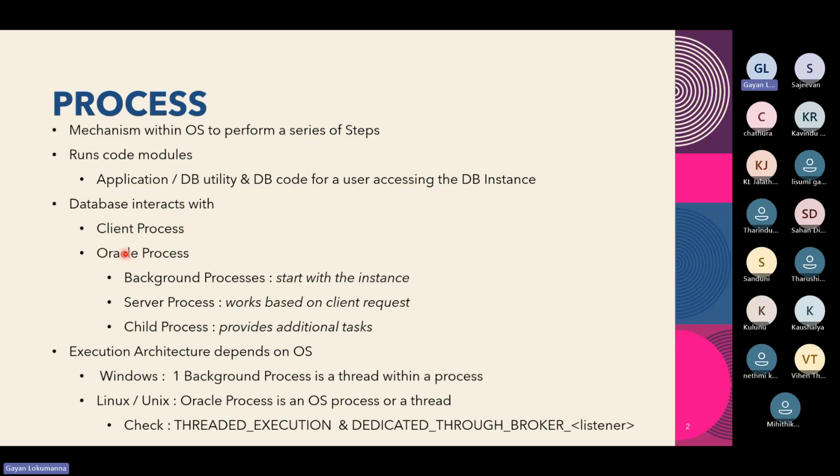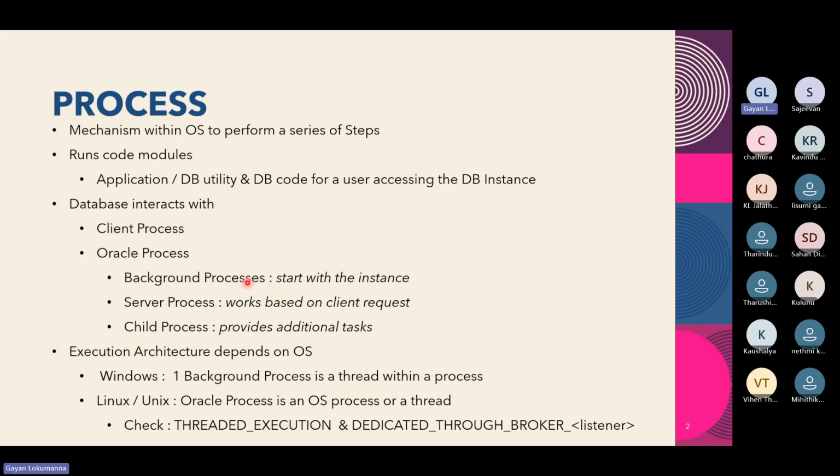So when you are talking to a database through a database session, you will invoke your client process through an application or through DB utilities such as SQL Plus. And then from the database side, it has to run the DB code also in order to cater to your client process. When it comes to Oracle processes, there are different types of processes that you will identify. The first one is the background process. Because there are a lot of these background processes, they get started along with the database instance.